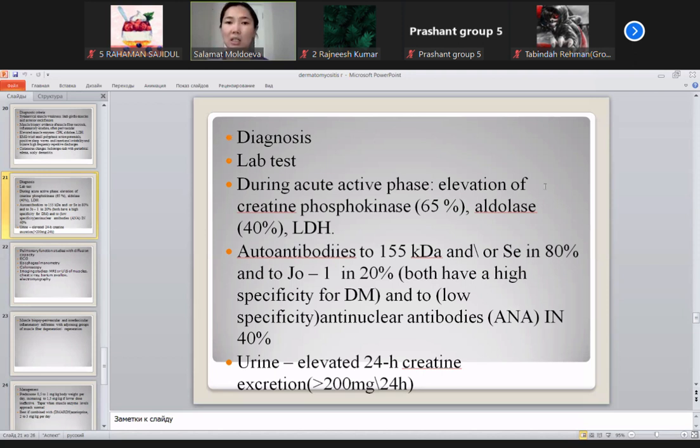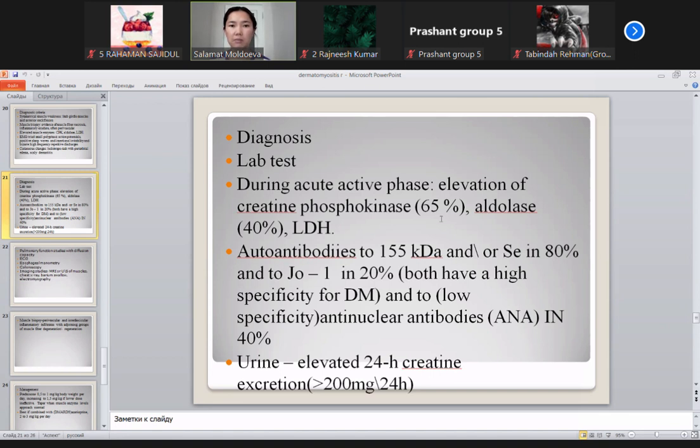Lactate dehydrogenase, students, might be increased in other types of disease also, when the problem is in the liver. I hope you know, but it also has specificity for muscle problems, muscle necrosis.